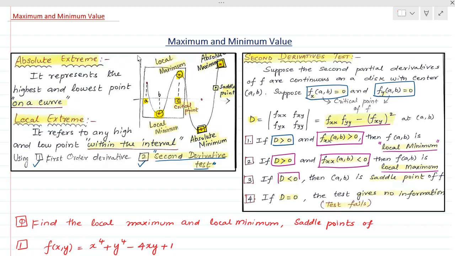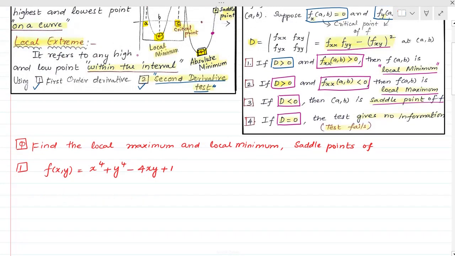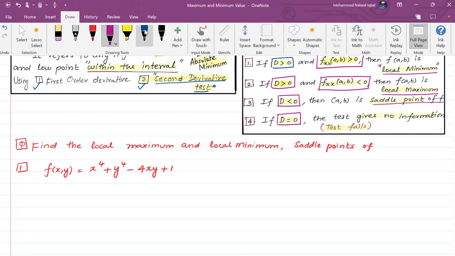If D is less than 0, it is a saddle point. What do you mean by saddle point? This is a saddle point, which is neither maximum nor minimum. It is going on the line. And if D is equal to 0, then the test fails. So the test fails.